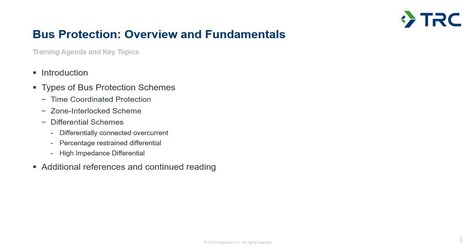Then we'll be talking about a zone interlock scheme where, similar to the pilot scheme we discussed in the line protection module, we have some level of communication between the devices to better identify the location of the fault, and that has some advantages that can be used. And finally, we'll talk about a couple of varieties of differential schemes.